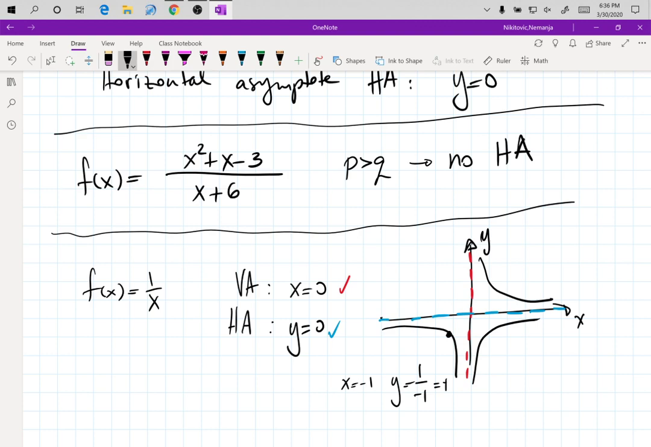And then we do the same thing on the other side. For x equals 1, y is 1 over 1, which is 1. So that's a point right there, which eliminates the bottom line. And this is how we know the graph that we memorized, that's why it's that way.